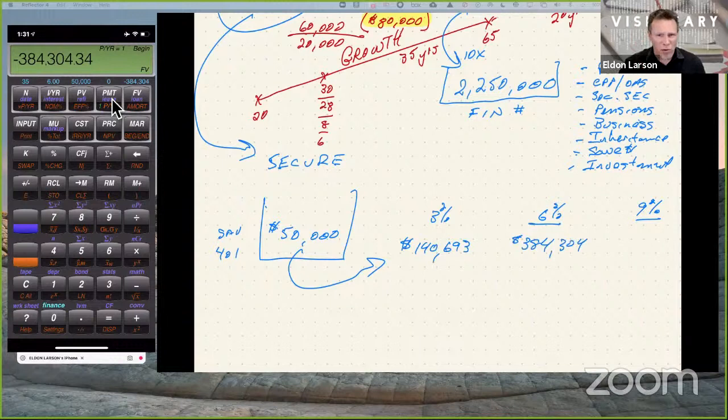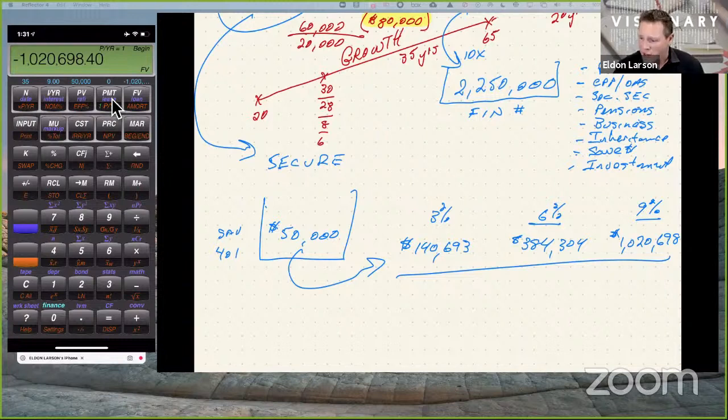Now you can talk about the Rule of 72. You can talk about compound interest. At 9%, it puts them over $1 million: $1,020,698. And people are stunned. Now they start to have some hope and some light at the end of the tunnel. Next question: would you like to know how much it would take to get you to that $2.2 million?